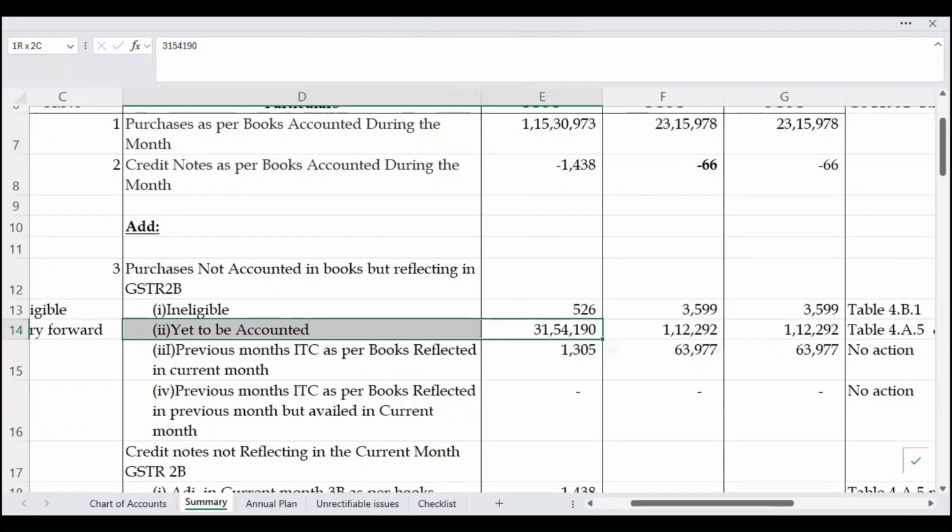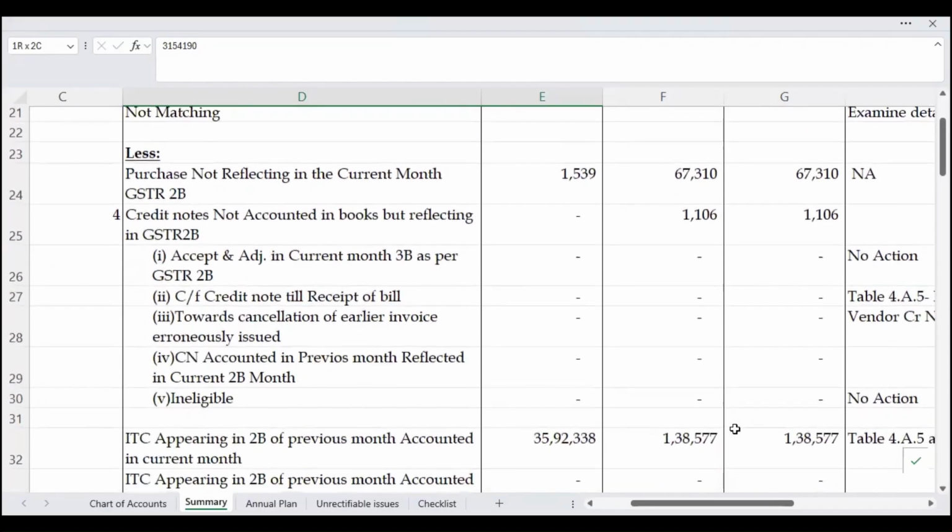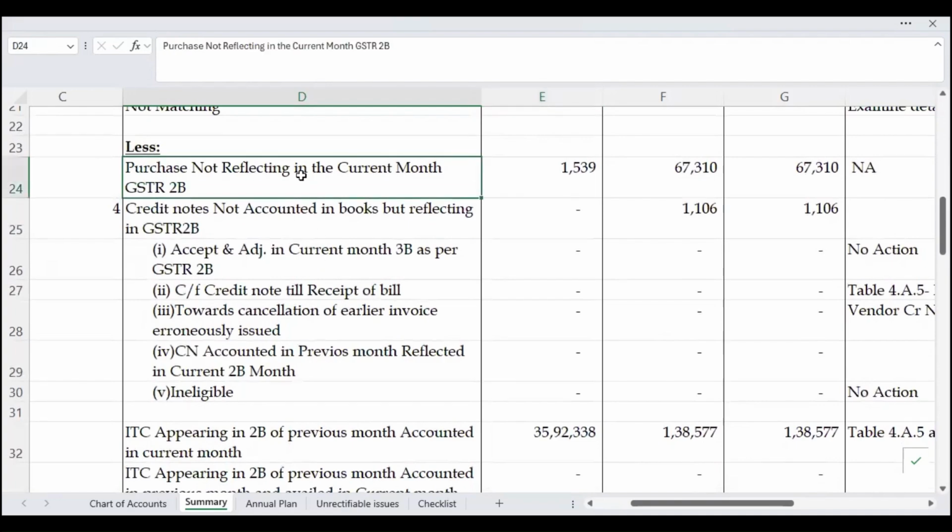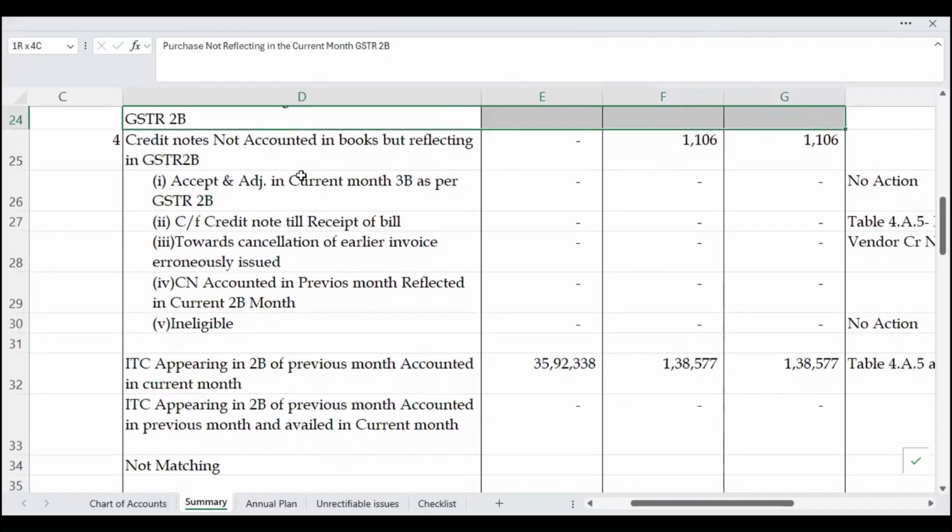I have it to be accounted. Why have you not accounted? Sir, invoice is there, goods are not received. I don't know the party, whether he is my vendor or not. Various reasons are there. I have not claimed the credit. Similarly, less: purchases not reflecting in current month GSTR 2B. My books say that around 67,000, 1,500 I have accounted, but the vendor defaulted in filing his returns.